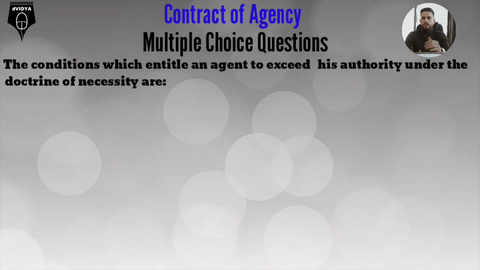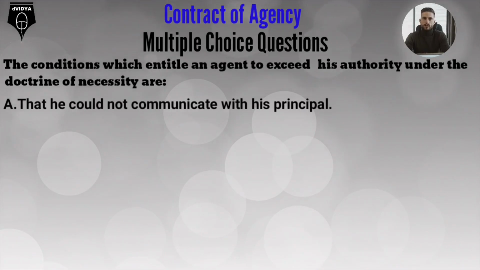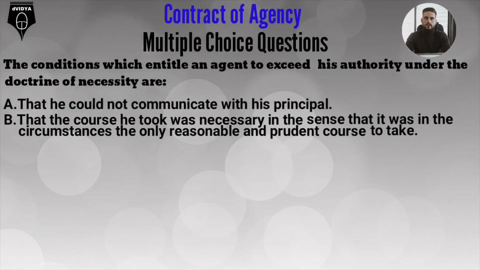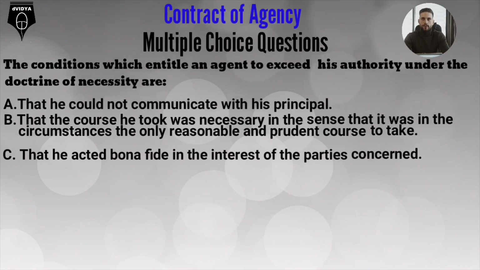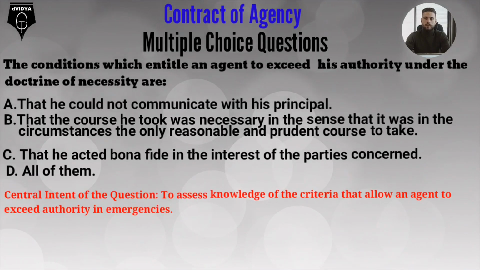The conditions which entitle an agent to exceed his authority under the doctrine of necessity are: Option A, that he could not communicate with his principal. Option B, that the course he took was necessary in the sense that it was in the circumstances the only reasonable and prudent course to take. Option C, that he acted bona fide in the interest of the parties concerned. Option D, all of them. Central intent of the question: to assess knowledge of the criteria that allow an agent to exceed authority in emergencies.